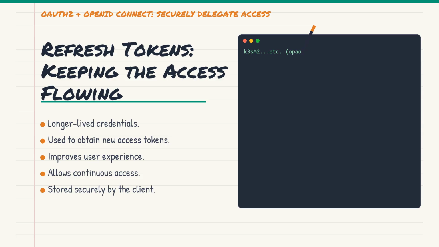A refresh token is a longer-lived credential that the client can use to obtain a new access token once the current one expires. The client securely stores the refresh token. When the access token is no longer valid, the client sends the refresh token to the authorization server, which, if valid, issues a fresh access token. This allows for continuous access without requiring constant re-interaction from the user, while still maintaining security by having a short-lived access token in active use.